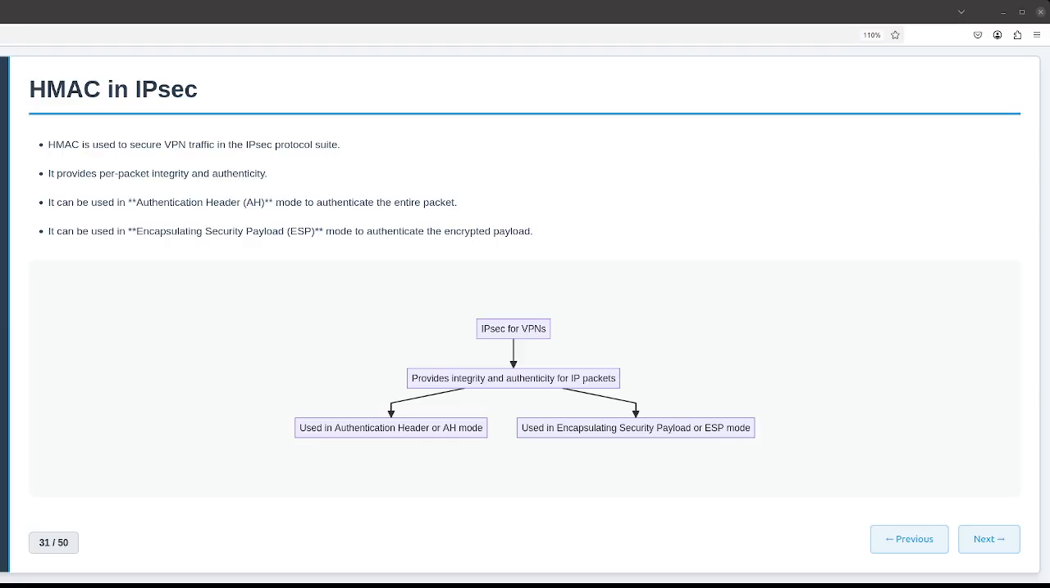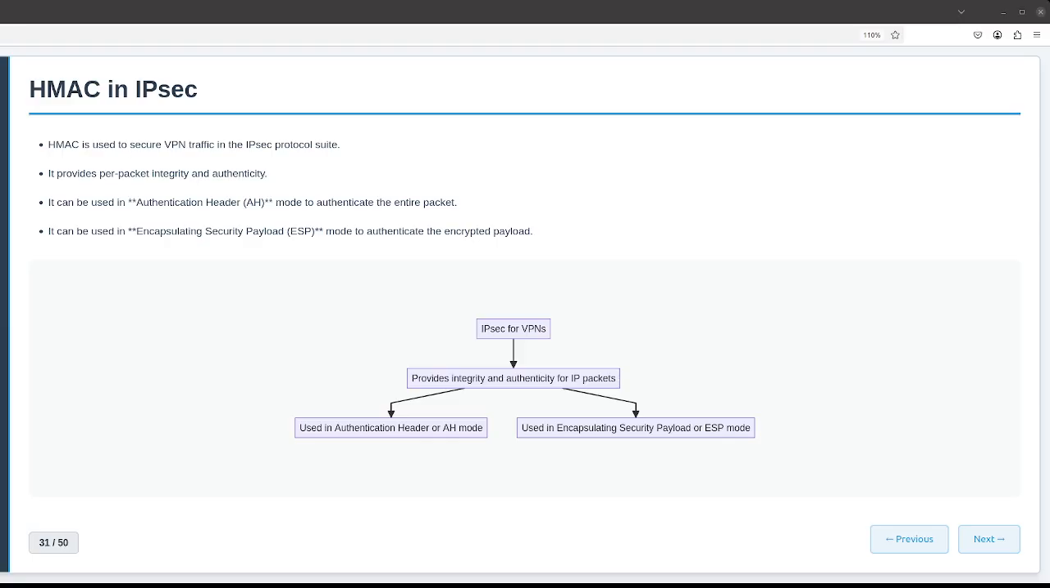In the authentication header, AH protocol, an HMAC tag is calculated over the entire IP packet, including most of the IP header. In the encapsulating security payload, ESP protocol, the payload of the IP packet is first encrypted, and then an HMAC tag is calculated over the encrypted payload. In both cases, HMAC SHA-256 is a common choice, ensuring that VPN traffic cannot be tampered with by an attacker on the network.